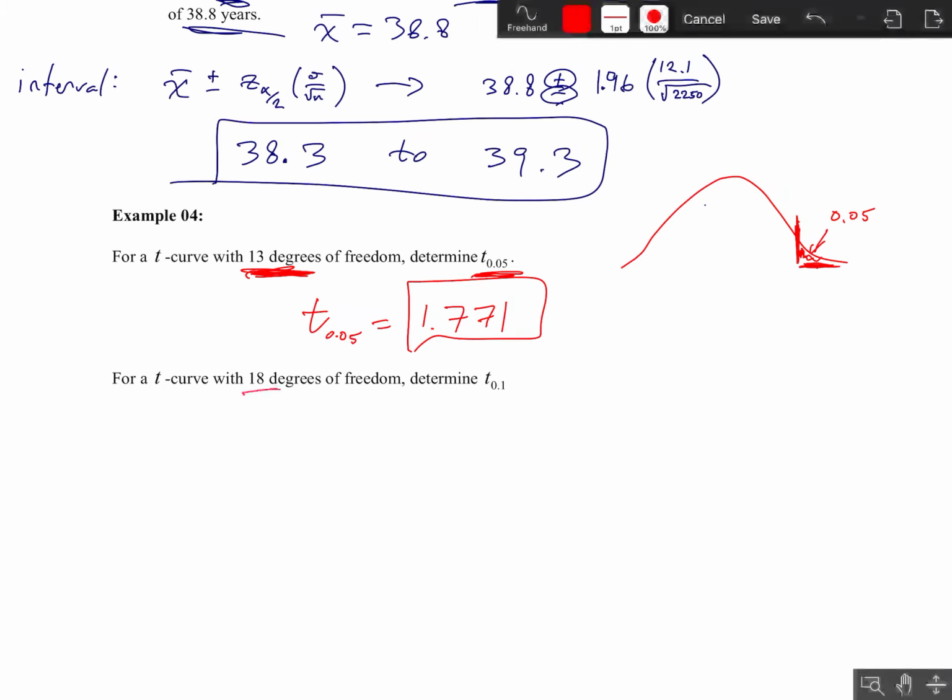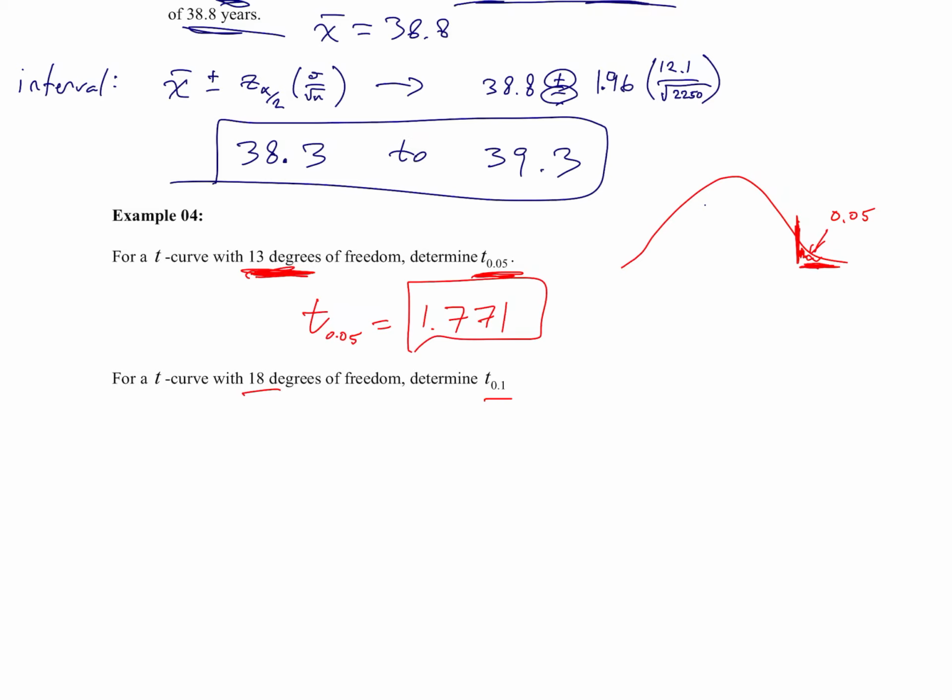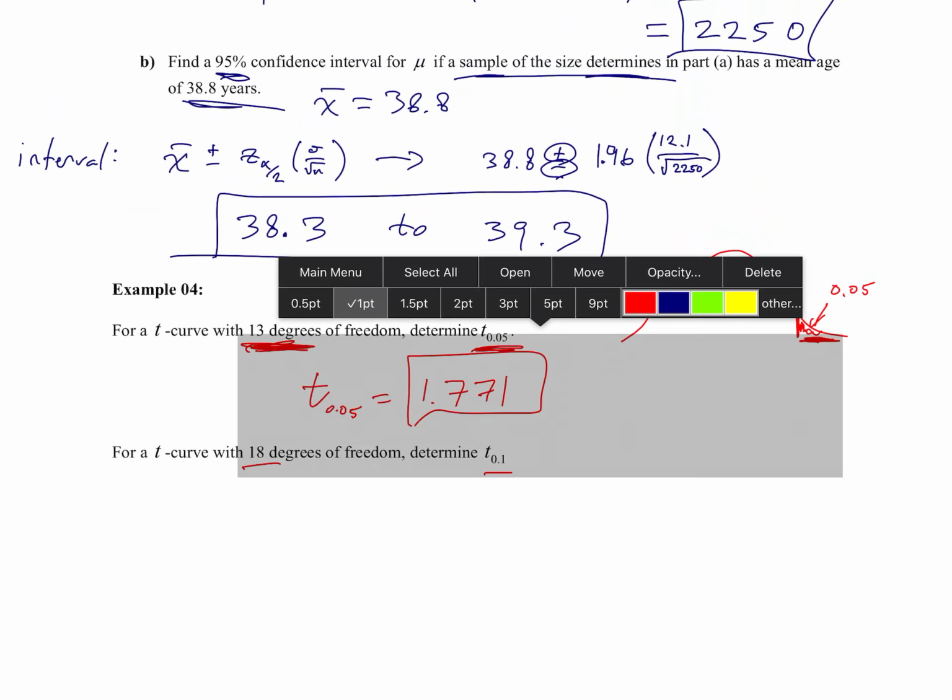Okay, and we'll do the same thing down here. So here there are 18 degrees of freedom, and we want t of 0.1. So that means I want 0.1 to be the area in the right tail.